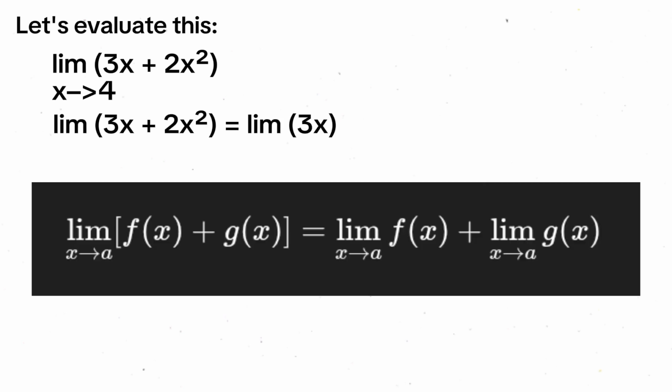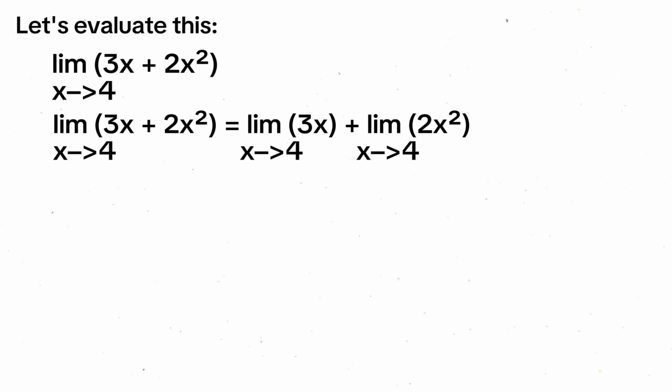Let's evaluate this: the limit of 3x plus 2x squared as x approaches 4. First, let's break it using the sum rule. The limit of 3x plus 2x squared as x approaches 4 is equal to the limit of 3x as x approaches 4 plus the limit of 2x squared as x approaches 4. Now, apply the constant and power rules.